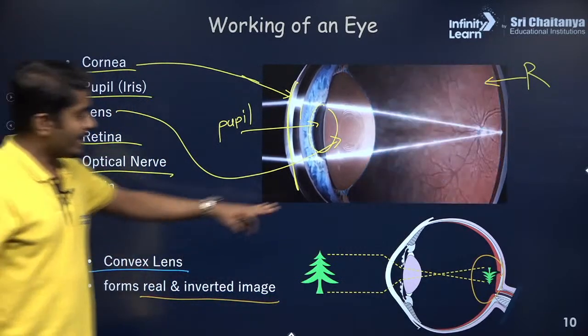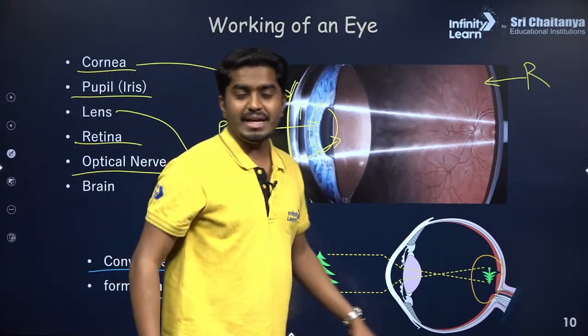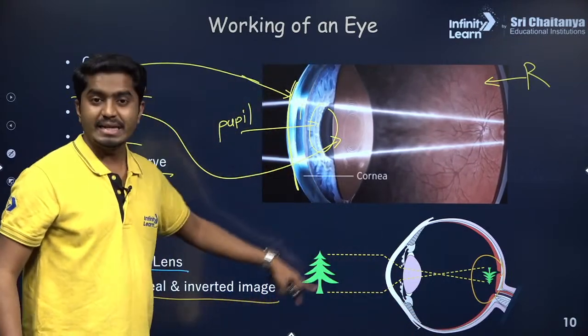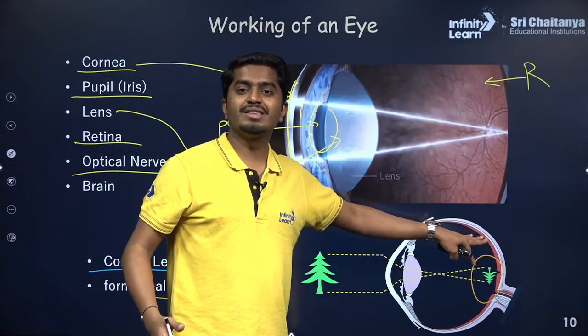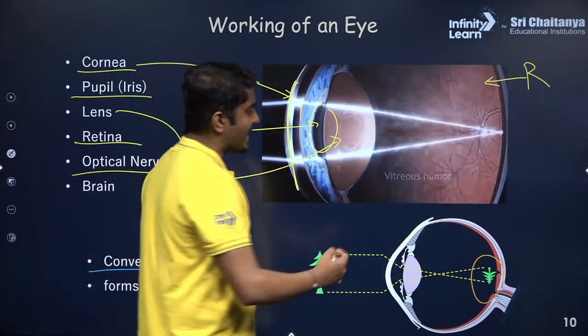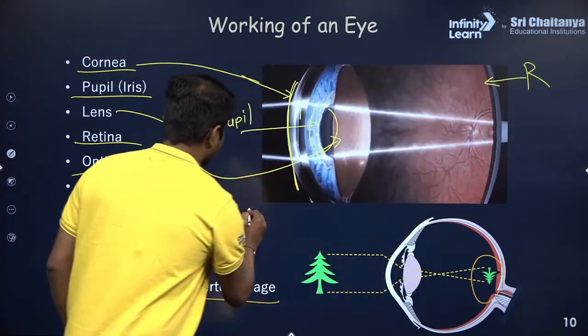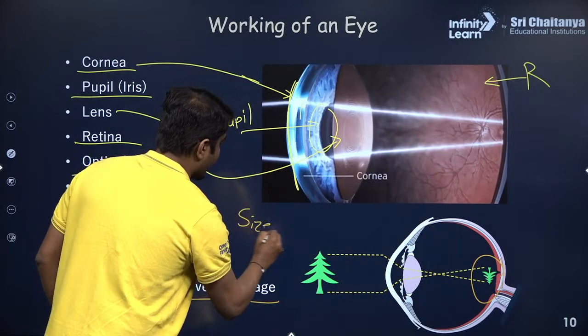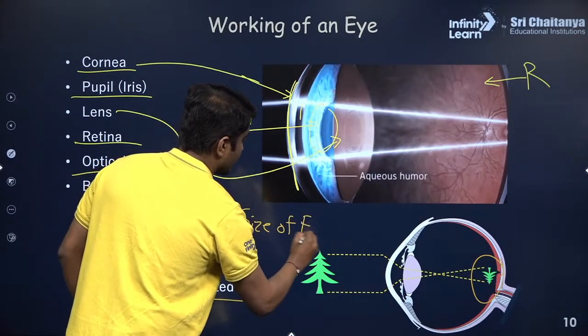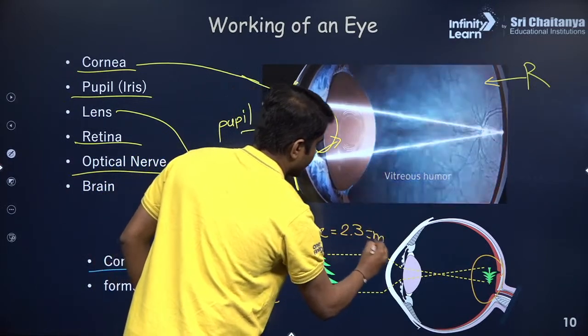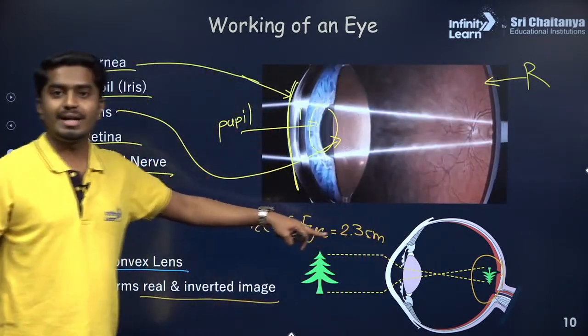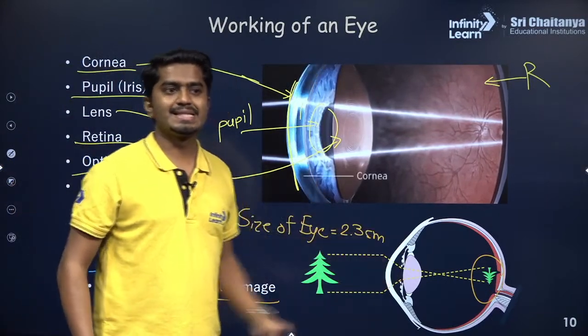Okay, so in this case, can you tell me, if let's say the object is like a moon, you are focusing the moon on the retina. The size of the eye, so I will just write here, size of eye is, let's say, 2.3 centimeter. So what will be the focal length of this lens?